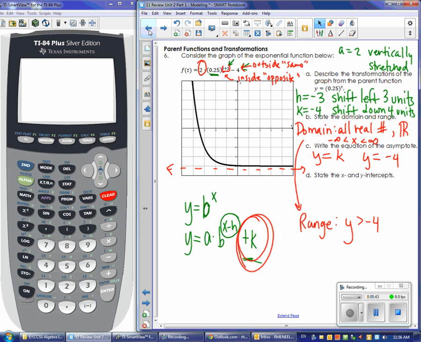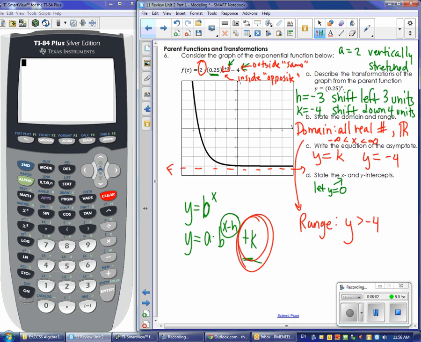The next thing you're asked to do is to determine the x and the y intercepts. You can see where they are on the graph, but it's impossible to find the exact values using the graph.